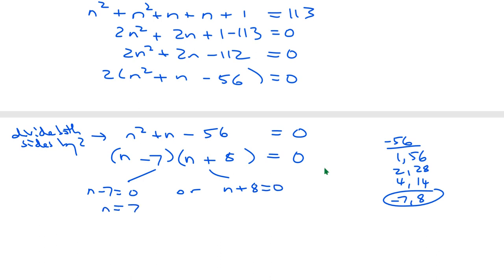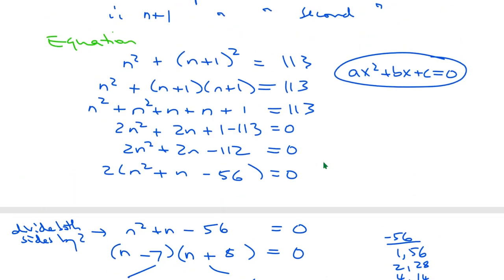And so n equals 7 or n equals negative 8. Okay, now you might think that these are the two numbers, right? Remember they said two consecutive numbers. And you might say, oh, look, I got my two answers. So the two numbers are 7 and negative 8. Well, that's actually not right because 7 and negative 8 are not consecutive. They're not one after the other.